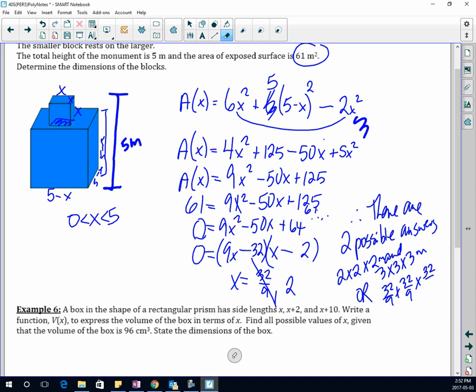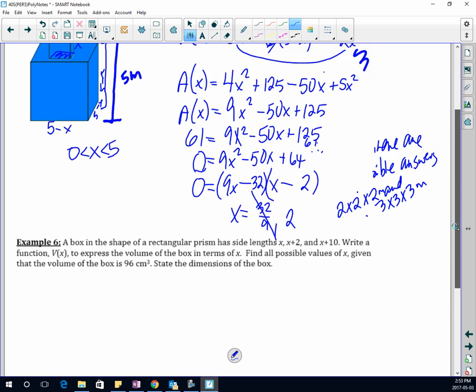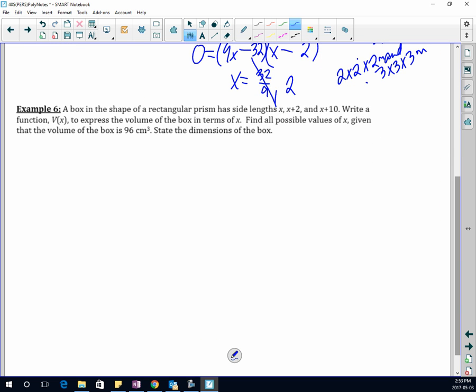How do you have a monument with a bigger block on top of a smaller block? You know what I mean? Well, it works, just that's not what it's... Because it's crazy. Okay, so we're going to reject. Therefore, there's only one possible because you can't have the smaller block. So, okay, last example. Thank goodness.